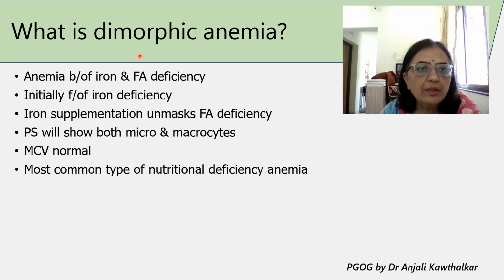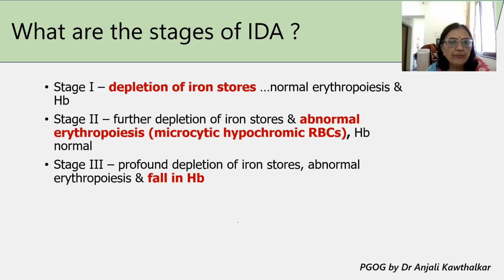What is dimorphic anemia? It is anemia because of both iron deficiency and folic acid deficiency. Initially, we can see features of iron deficiency, and when we start iron supplementation, it leads to unmasking of folic acid deficiency. Peripheral smear will show the presence of both micro and macrocytes, but mean corpuscular volume will be normal because it is considering only the mean. So it won't be able to tell us that it is a dimorphic anemia. That is the drawback of only banking on CBC. And dimorphic anemia is the most common type of nutritional deficiency anemia.